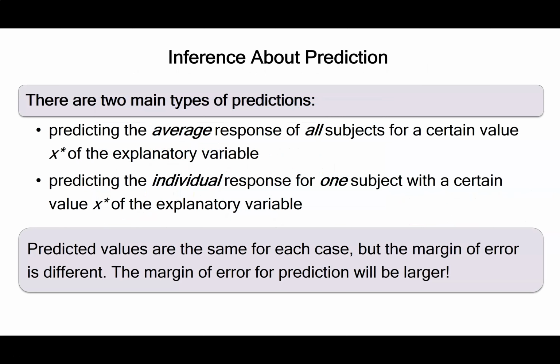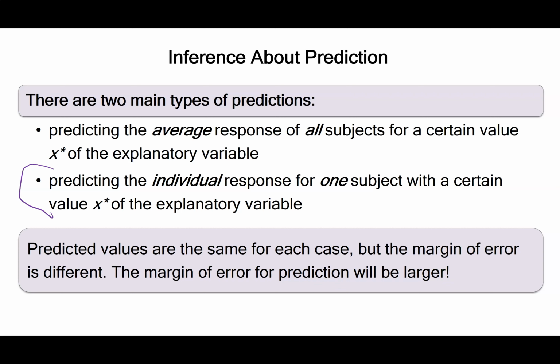Inference about predictions. There are a couple of different types of prediction that we might be interested in talking about. The first is probably more common: predicting the average response value for all subjects that have a specific value of the explanatory variable. So maybe I want to know the average college GPA for all high school students with a 3.5, versus predicting an individual response. Let's say I have a new student in my data set and they have a 3.5. What do I predict their college GPA is going to be?